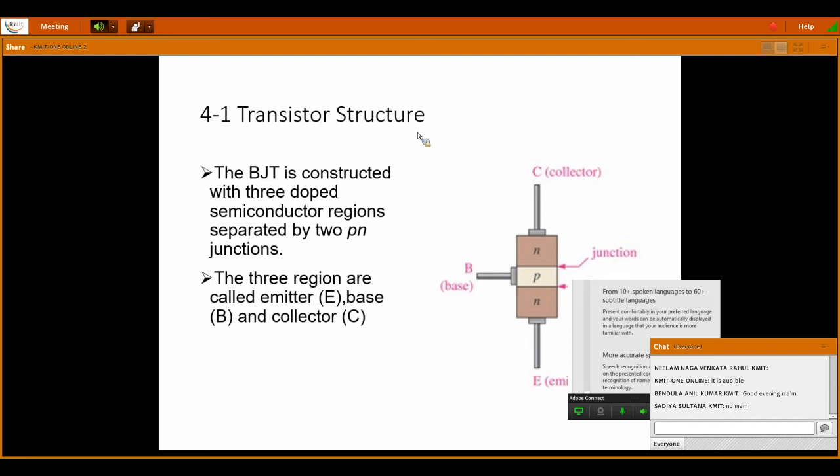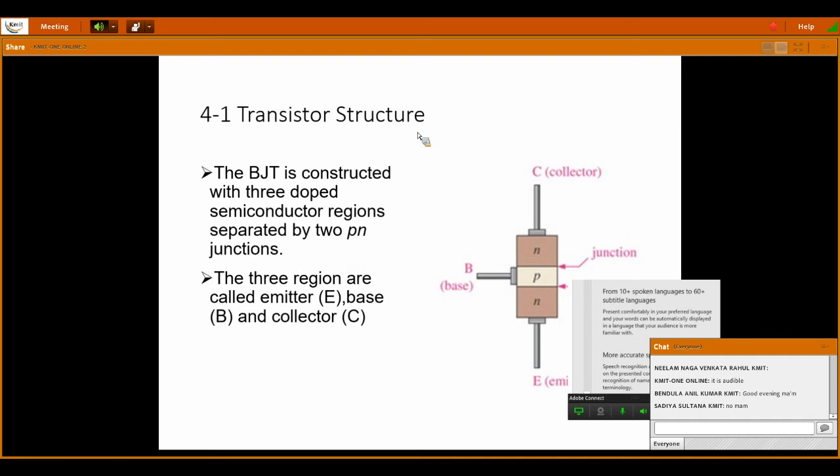So the impurity concentration is more in the emitter region, less in the base region, and in the collector region it is moderate, in between the base and the emitter. These are the three regions of your transistor: emitter, base, and collector, and how each region is doped.